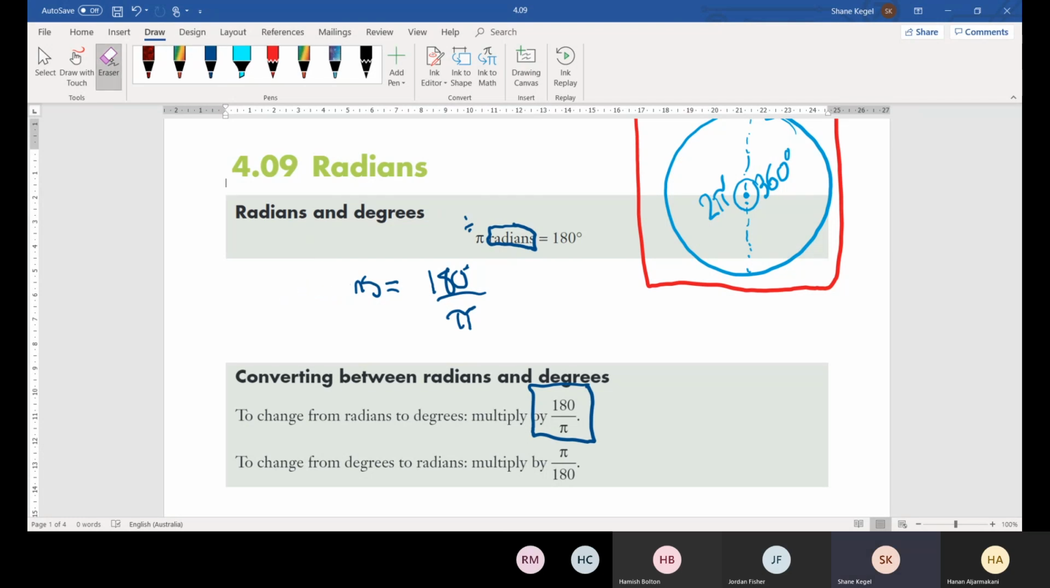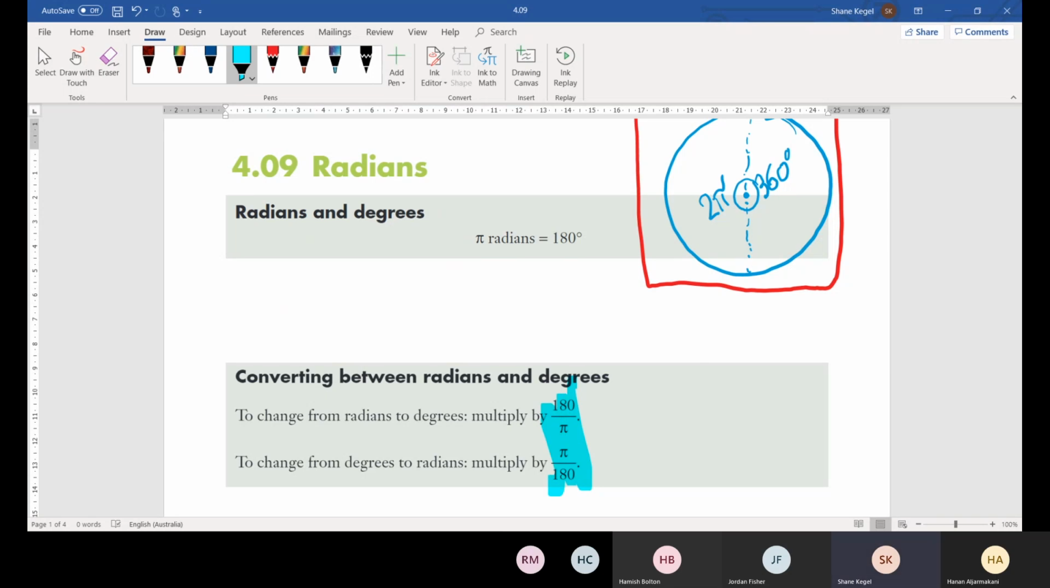And when I'm converting from degrees to radians, I'm multiplying by pi on 180. Or basically, I'm taking my 180 across, bringing my radians over. So that's essentially how I do it. And let's have a look at a couple of examples below. So as long as you remember pi radians equals 180, you can work out these two down here.